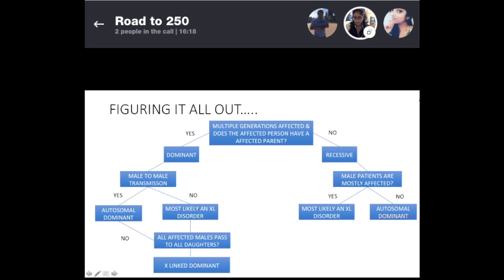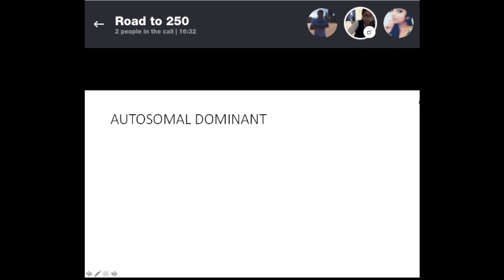Okay, so that is the end of my algorithm. Does that seem okay so far? Okay, so we are going to practice using that algorithm at the end, but before I do so, I wanted to go into just some unique features about each inheritance pattern.